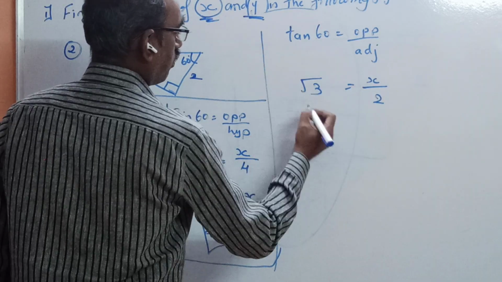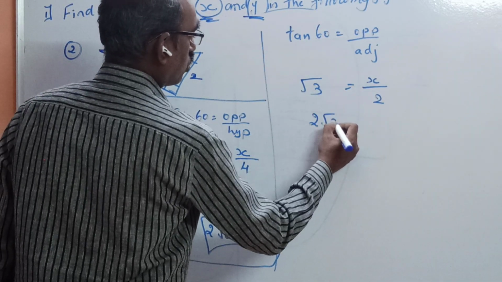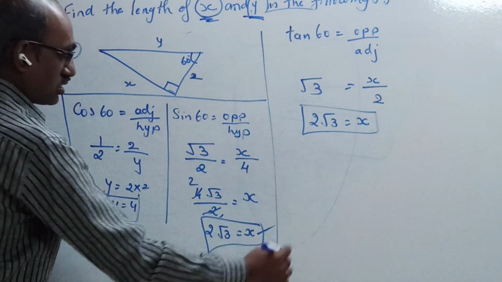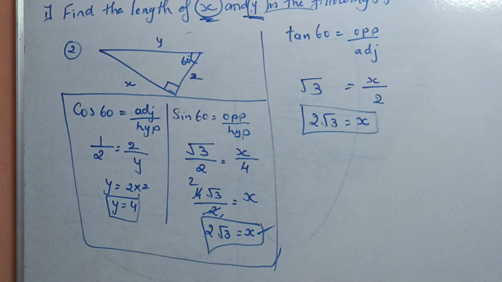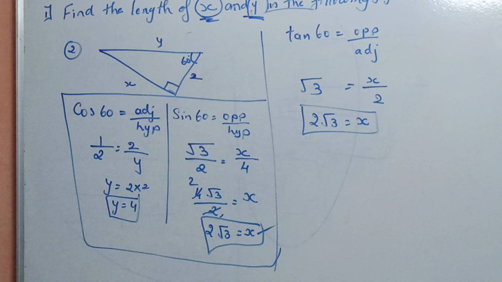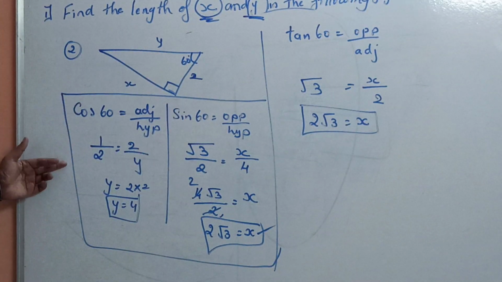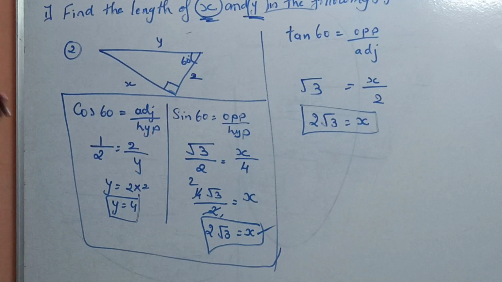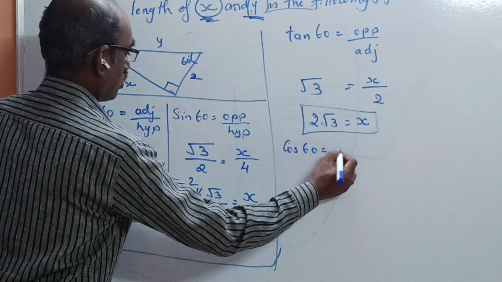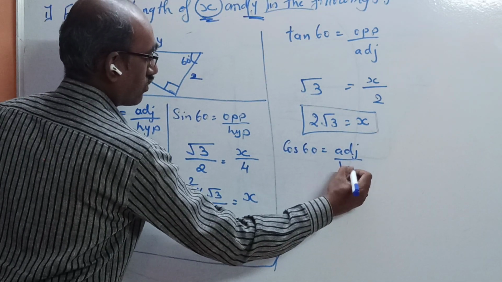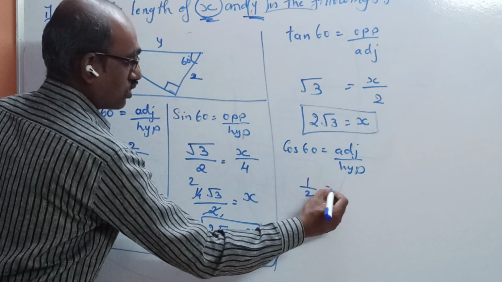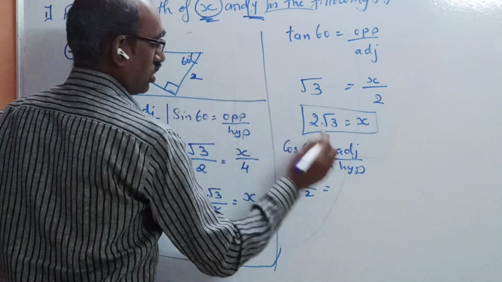So now if I bring 2 over here, it becomes 2 root 3 is equals to x. You have got the value for x. Same thing. And again now, to find the value of y, how are you going to use? Again the value of y is found out by cos. So you can use this cos 60 is equals to adjacent upon hypotenuse. Cos 60 का value क्या है? 1 upon 2 is equals to adjacent side is what? 2. Adjacent side is 2.